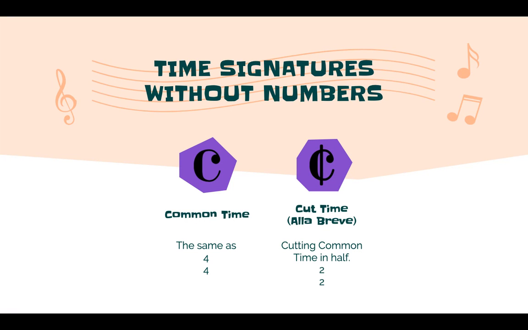And finally, there's 2 time signatures that don't have numbers. One of them is common time, which is the same as 4/4. And then the common time with a line through it is called cut time. So it's common time cut in half, sometimes with the fancy name a la breve. And that means 2 beats in a measure, and the 2 on the bottom tells us that the half note receives 1 beat. So hopefully this has been a good refresher for you.